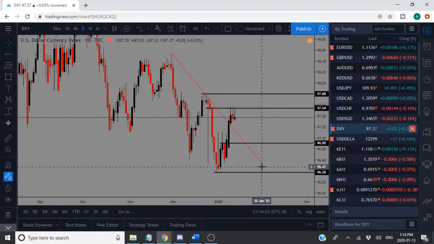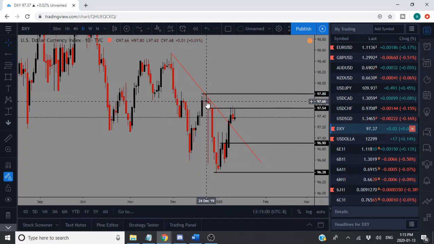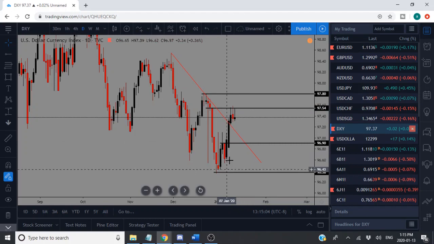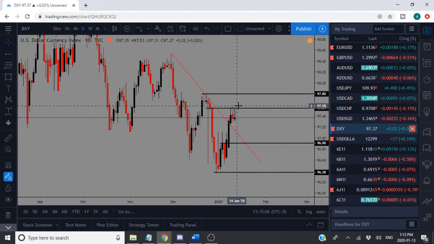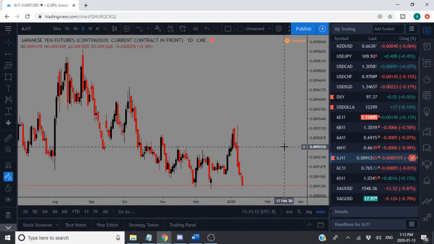So we're no longer in a downtrend based on the daily time frame, but we do have a demand zone down here now, and we have supply up here. With price up this high, we have buyers down here, sellers up here. I would much rather be a seller with the US dollar. Okay? Let's look at the Japanese yen now for a second.